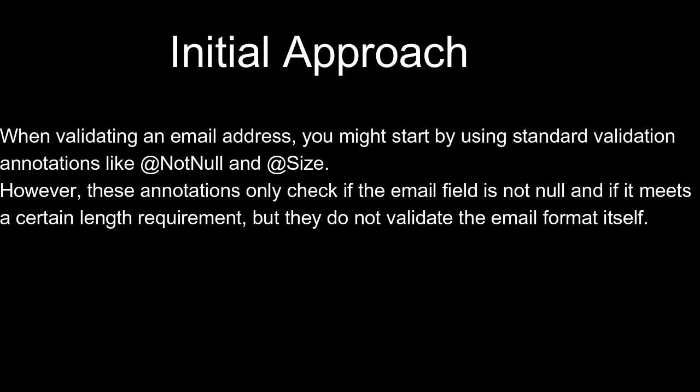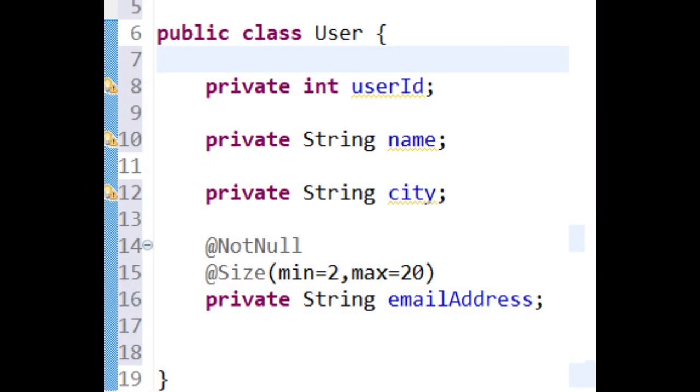Initial approach. When validating an email address, you might start by using standard validation annotations like @NotNull and @Size. However, these annotations only check if the email field is not null and if it meets a certain length requirement, but they do not validate the email format itself.